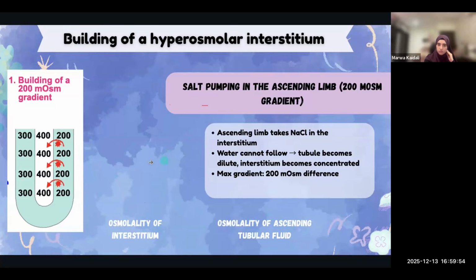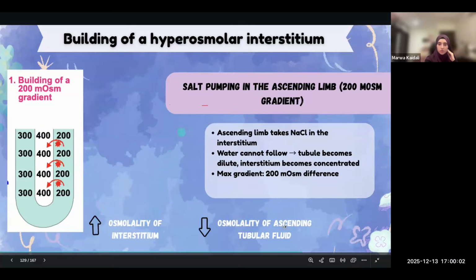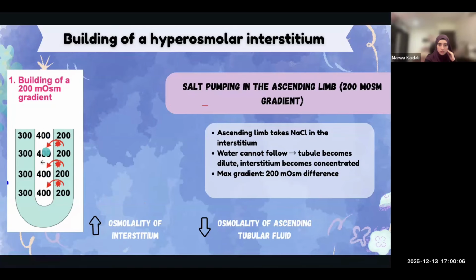Yes. Very good. So the interstitium is going to be hypertonic, yes, and it's also going to be hyperosmolar. So the osmolality of the interstitium is going to be higher compared to the one of the ascending limb. As you can see, we have more solutes over here. It's more concentrated in the interstitium, and it's also going to be hypertonic.